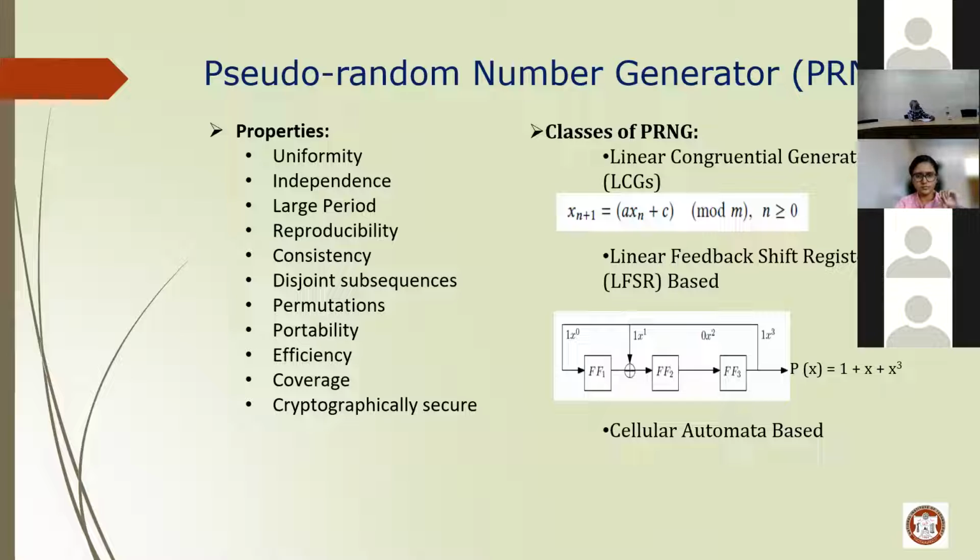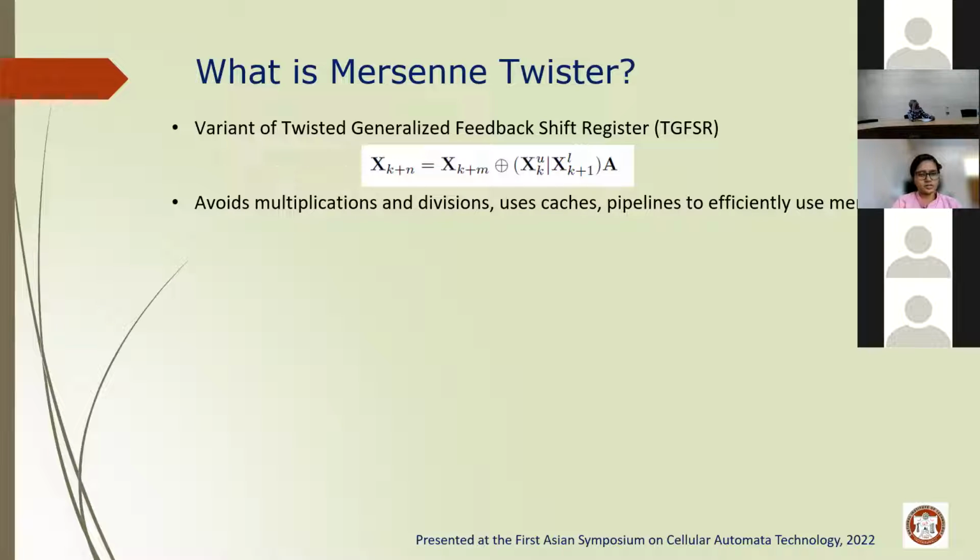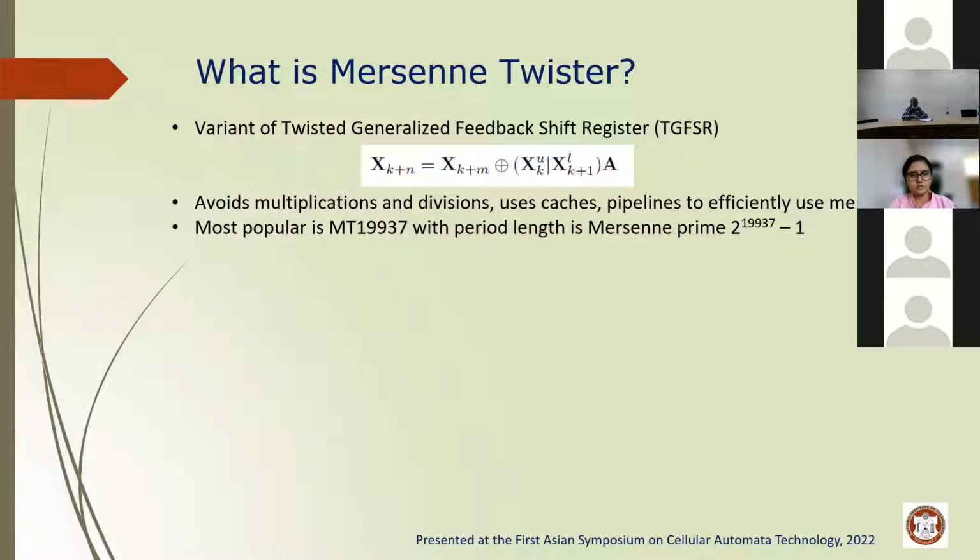There are several properties which a good PRNG needs to satisfy. These are some of them, and there are mainly 3 classes of PRNGs: linear congruential generators, also called LCGs, linear feedback shift register based generators, and cellular automata based generators. Here we are talking about Mersenne Twister, which is an LFSR based generator. It is a variant of the twisted generalized feedback shift register, which has a recurrence relation of this type. Its advantage is that in its implementation it avoids multiplication and division, and uses cache pipelines to efficiently use the memory, which makes it very fast.